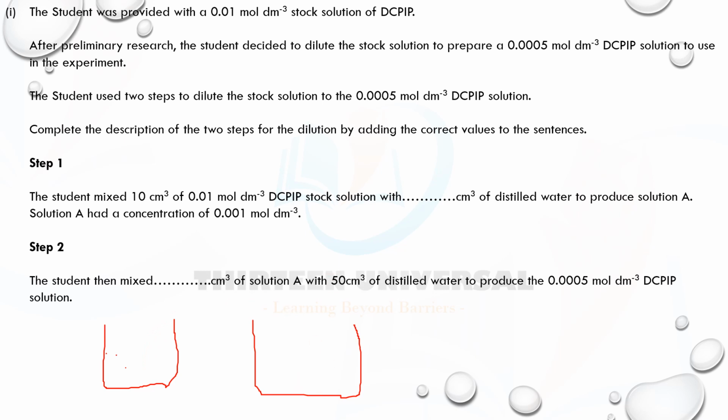So the volume of my stock that I'm taking to add to this beaker will determine the amount of water I'm adding. So this is the volume of water, and that is what they are asking us to calculate. What is the volume of water you are adding to dilute? This is V1, the volume of your stock you're adding. Your stock has a concentration, we call this C1, which according to this question is 0.01 mole per dm cube. That's the stock concentration we want to dilute to produce solution A.